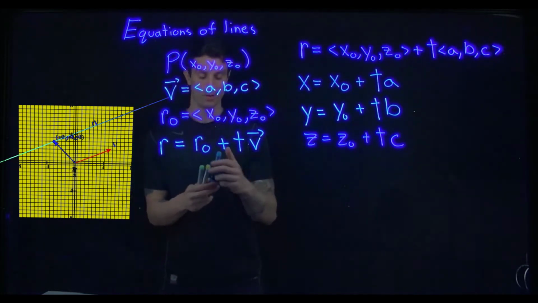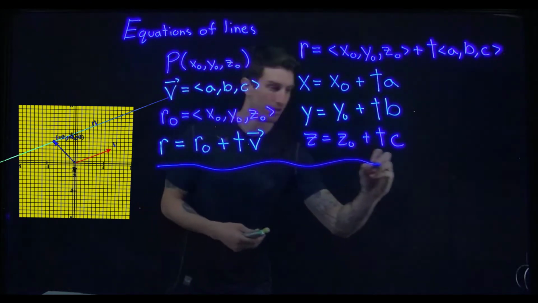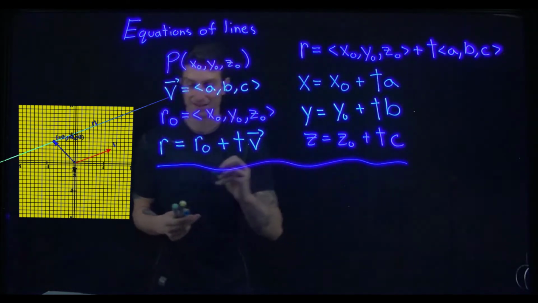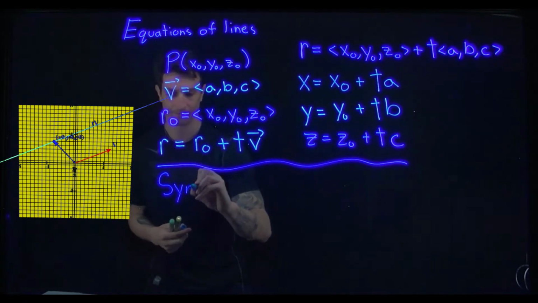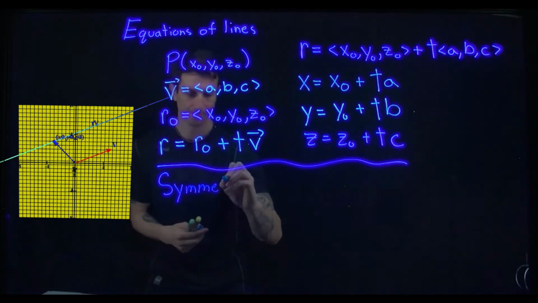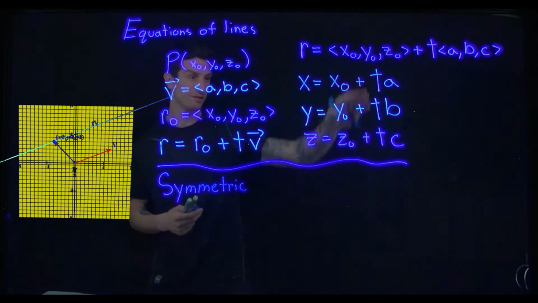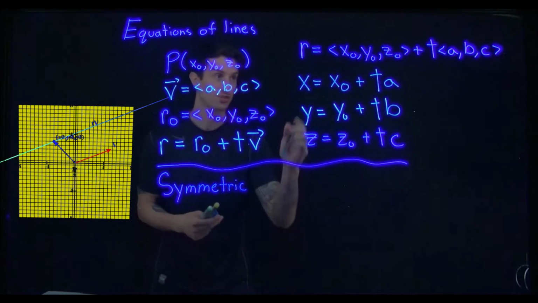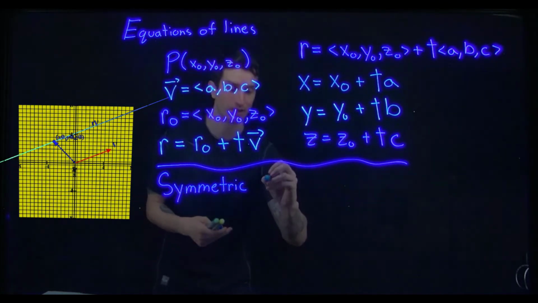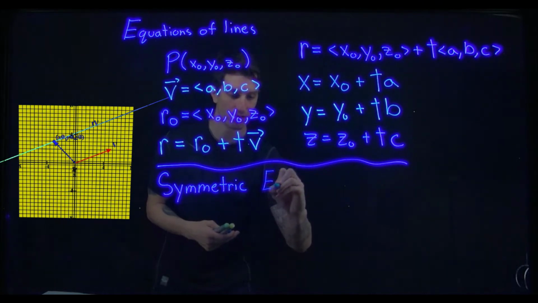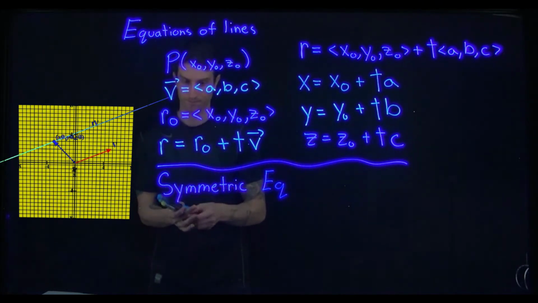The other form that we might see this in, let's draw a line here, is what's called symmetric equations. All we're going to do is solve each one of these parametric equations for t. I'm only going to do one of them and you'll get the idea because the pattern will keep going. So let's deal with x for right now.